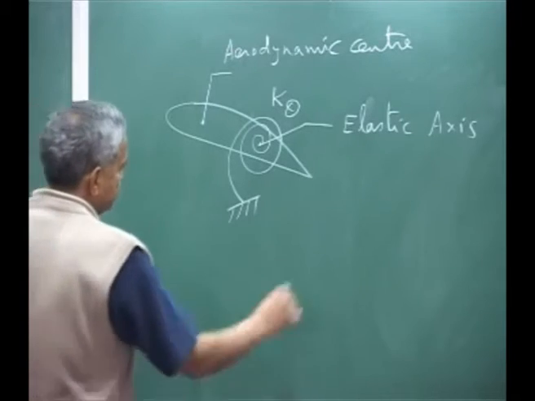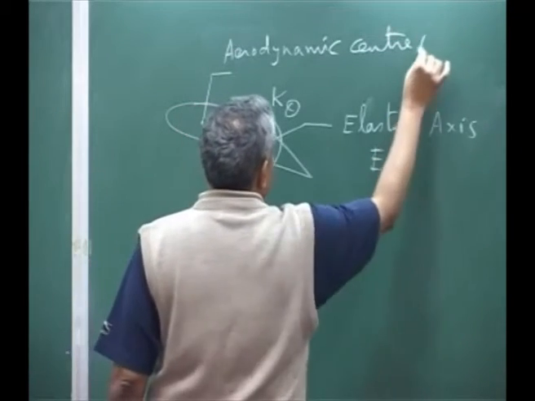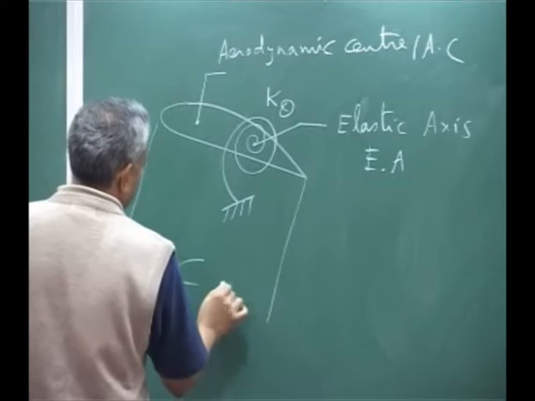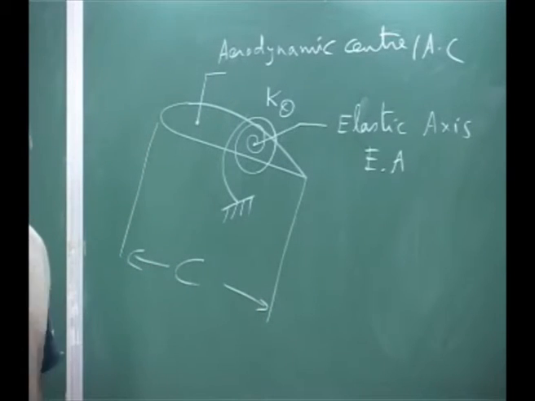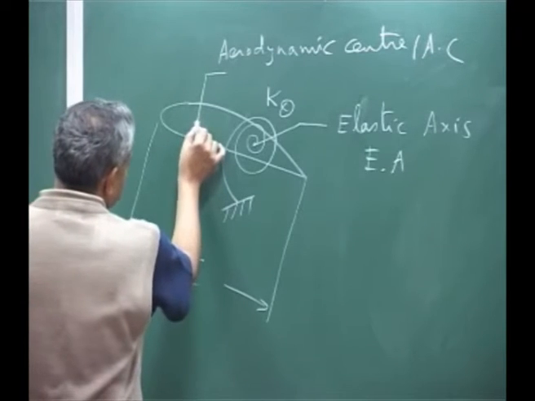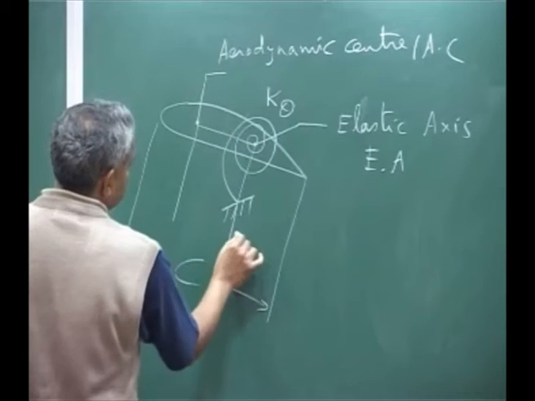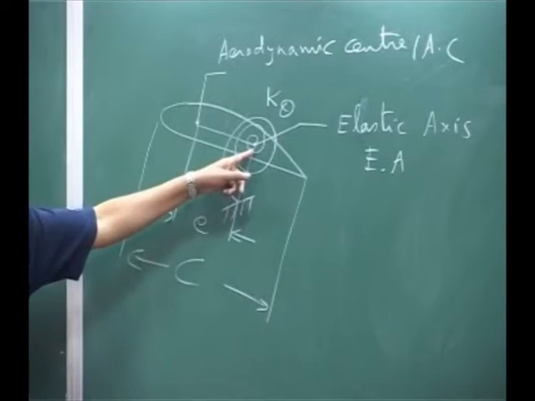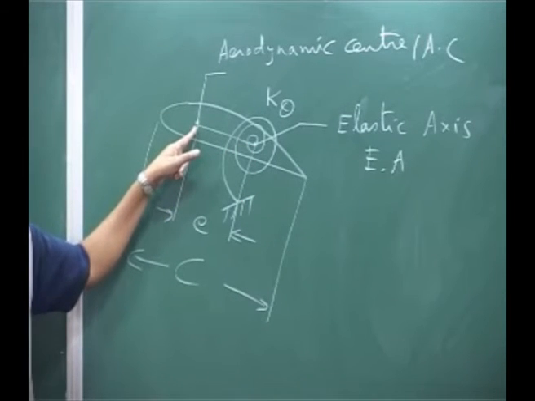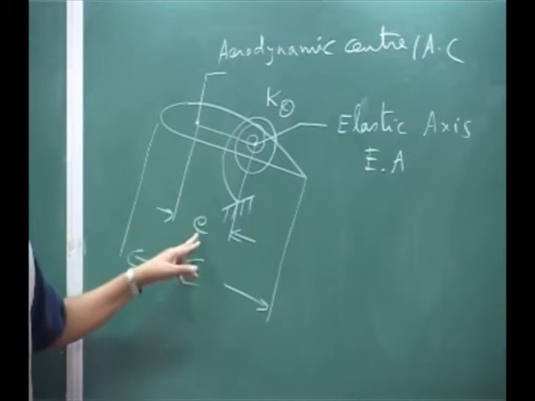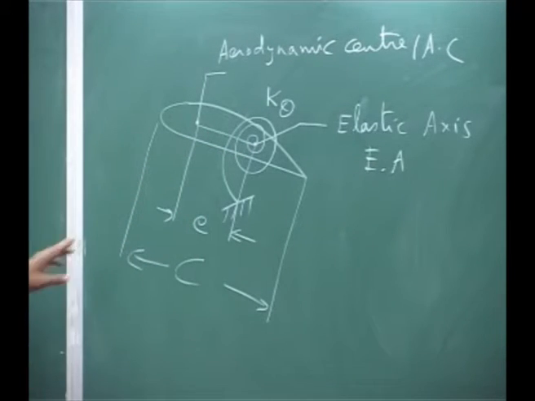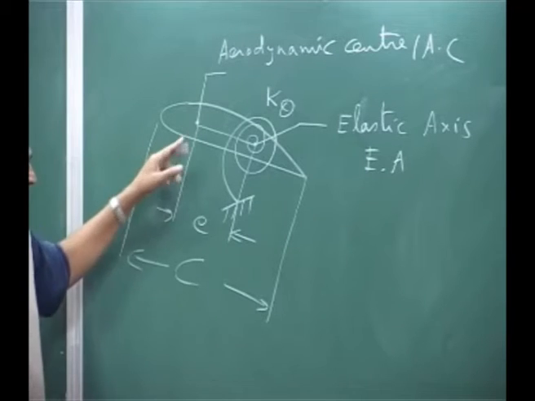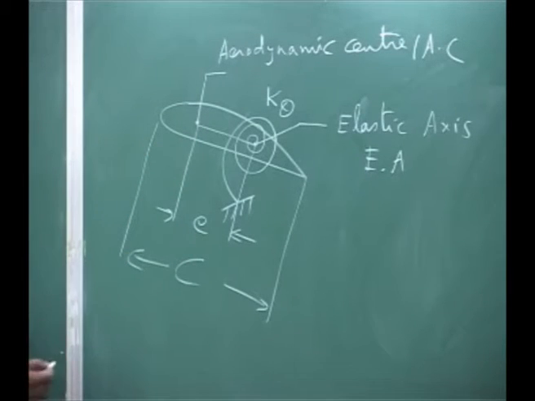we call it, this is EA, this is AC, and the wing chord, take it as C, and then the offset between the aerodynamic center and the elastic axis. Aerodynamic center, elastic axis, that you call it as E, and if the aerodynamic center is ahead of elastic axis, E is positive. So that is a notation.